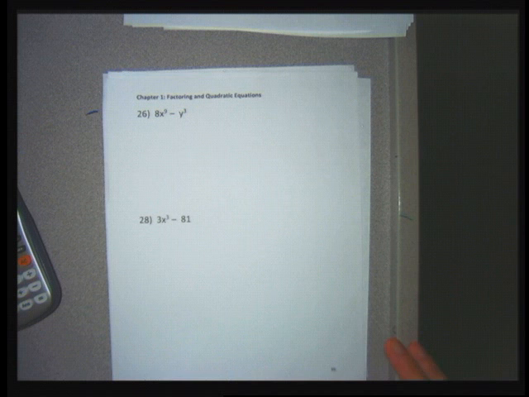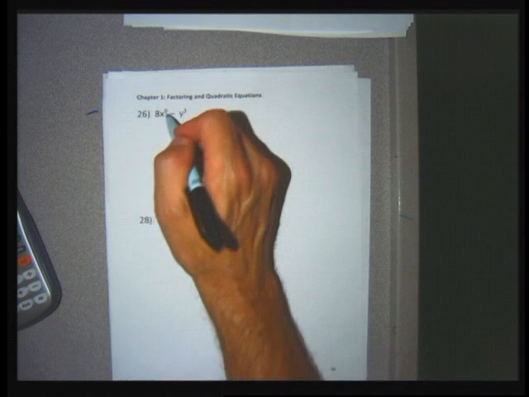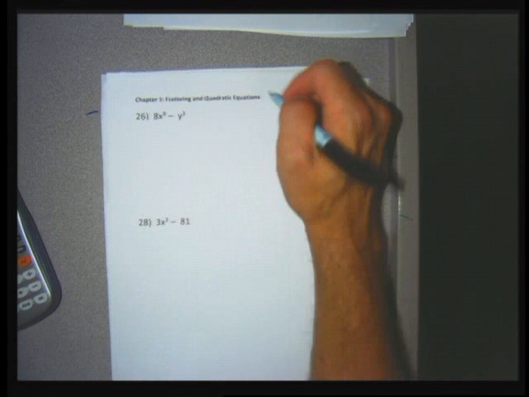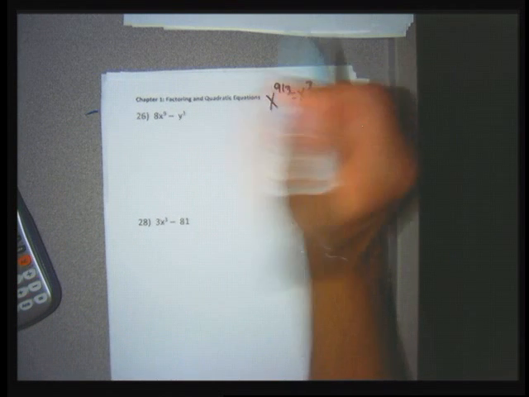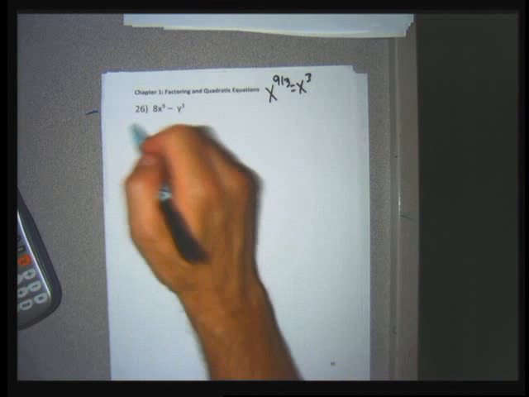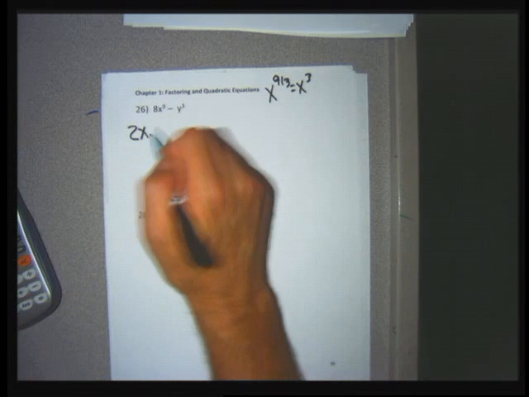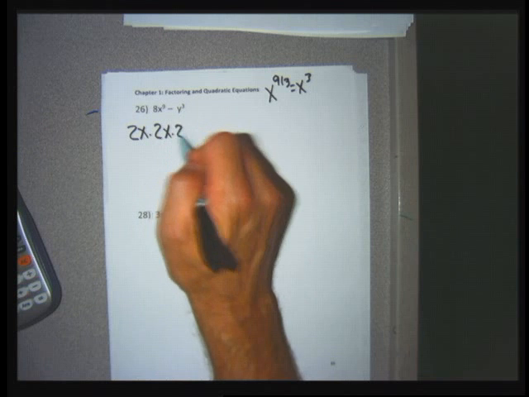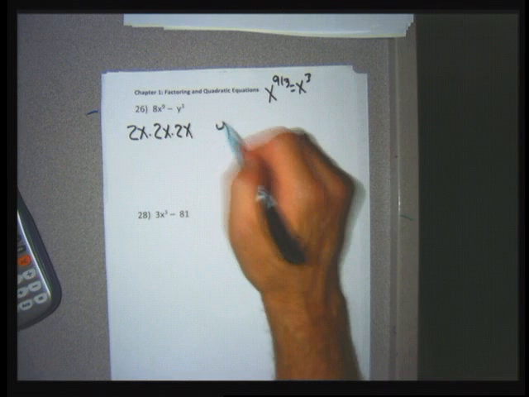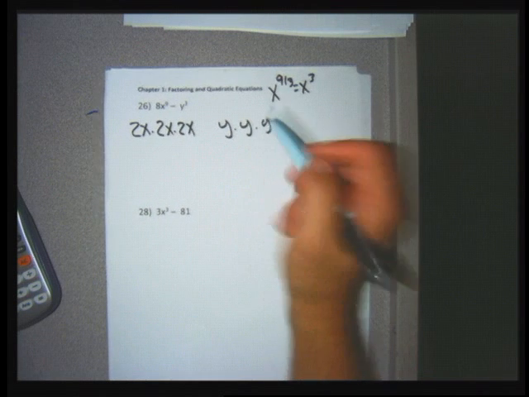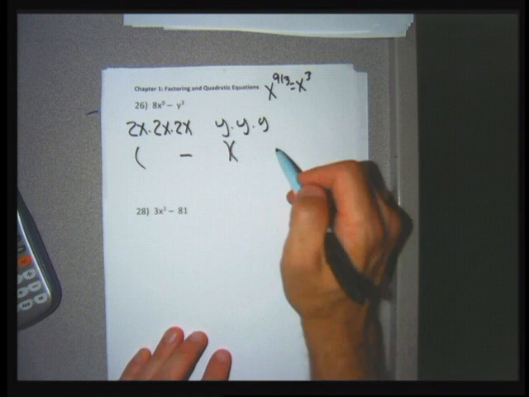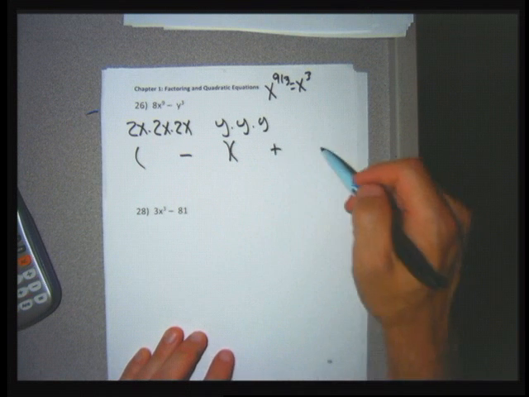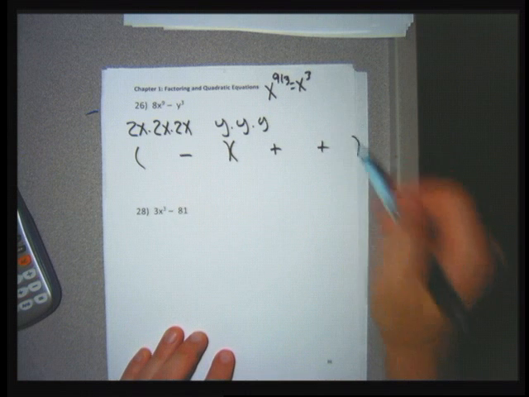For 26, 8 is 2 times 2 times 2. For the x, I need to divide the exponent by 3. So for the x, I go 9 over 3 and get x cubed. For the first piece, I'm going to consider it as 2x times 2x times 2x. And the y cubed is y times y times y. Template my signs. Minus is the same sign as the original problem. Then the opposite of minus is plus. The last is always plus.